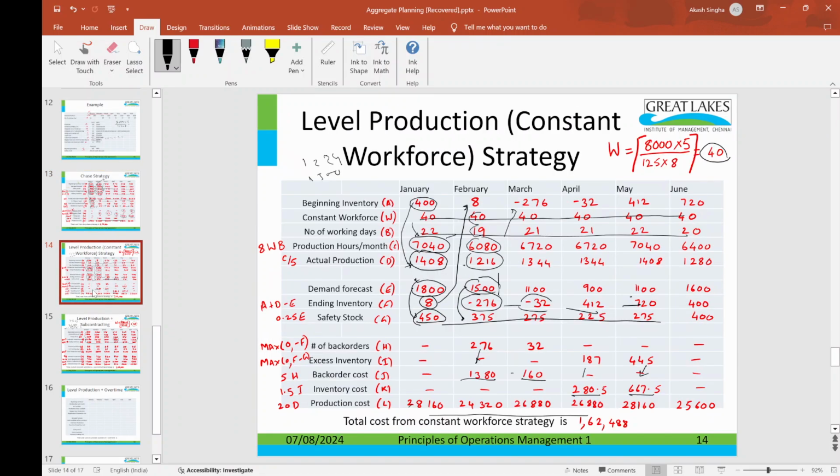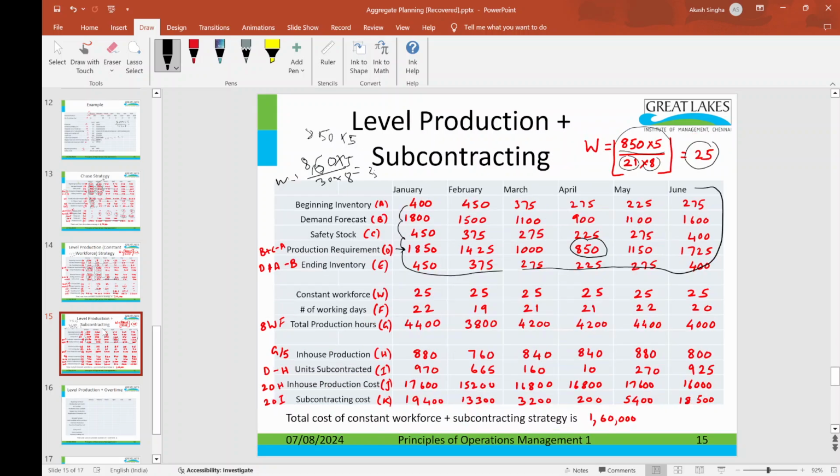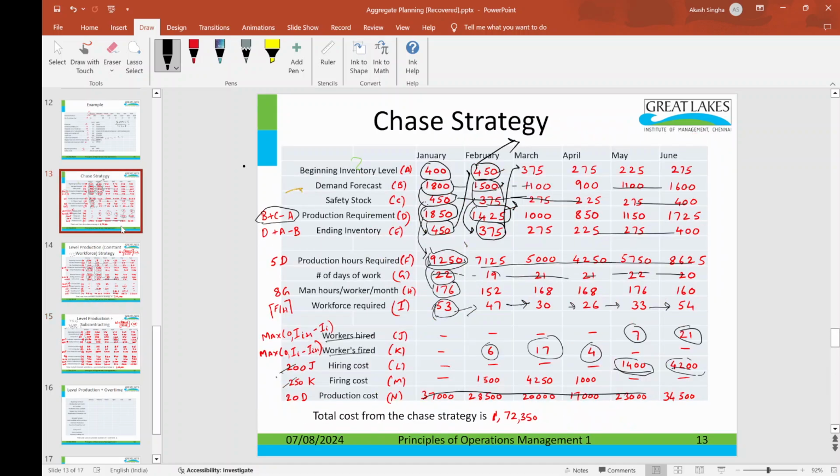Yes, so give me 1 minute. Why is this 850 into 5? 850 into 5. Yes.